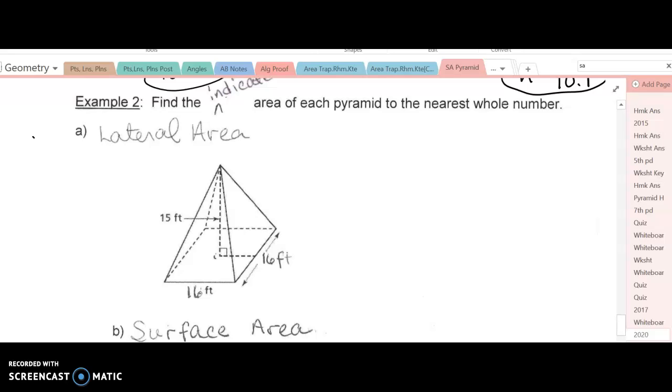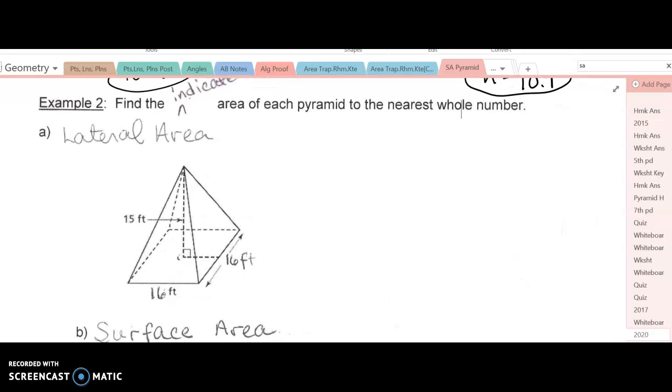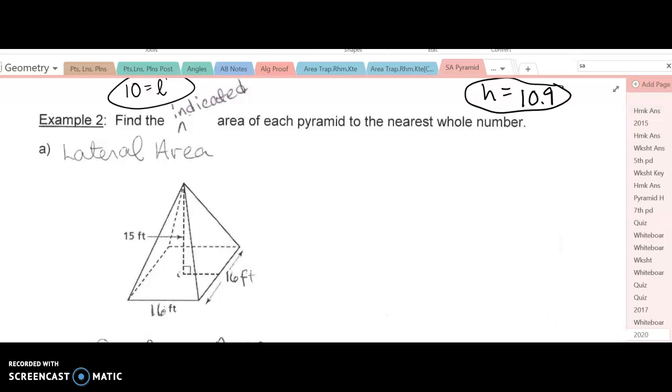Okay, in this one, it says find the indicated area of each pyramid to the nearest whole number. And so in example 1, it says find the lateral area. So remember with me, friends, that the surface area formula is 1/2 perimeter of the base times slant height plus area of the base. And when you're talking about lateral area, you're talking about just the first half of that formula, just the part without the base.